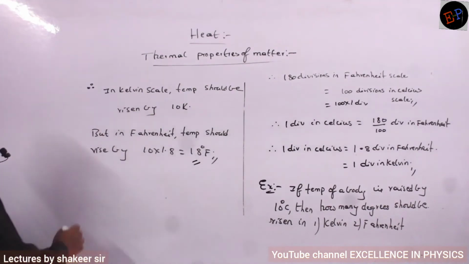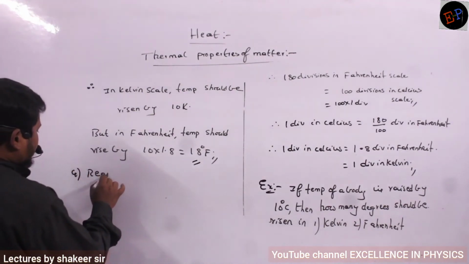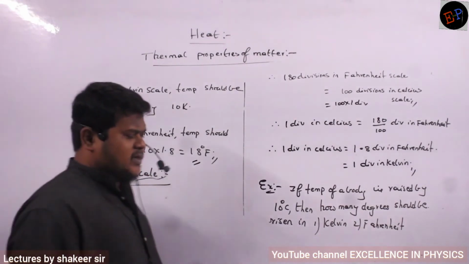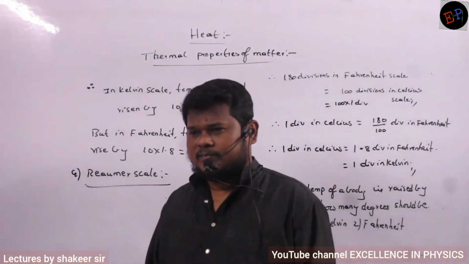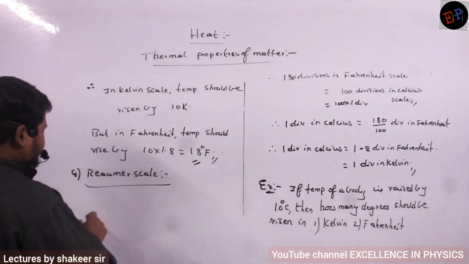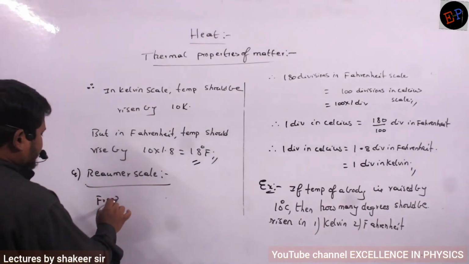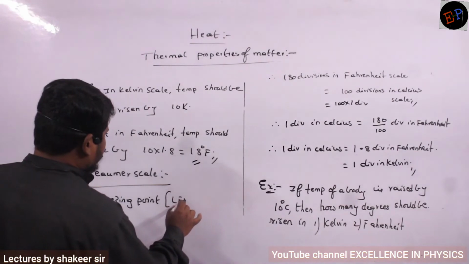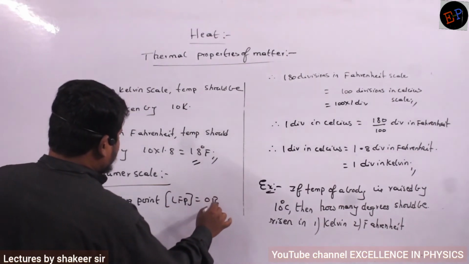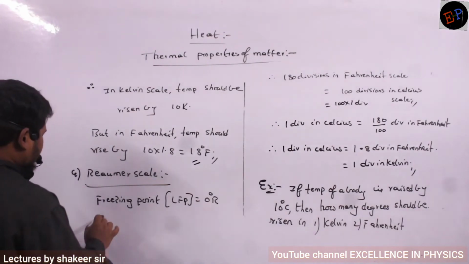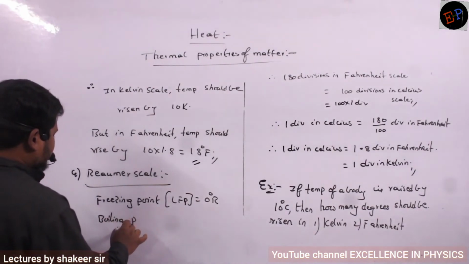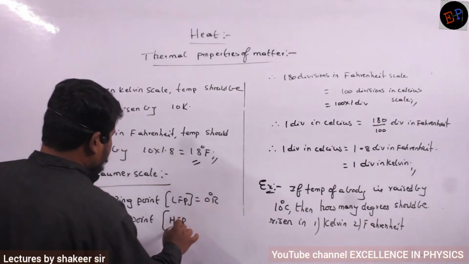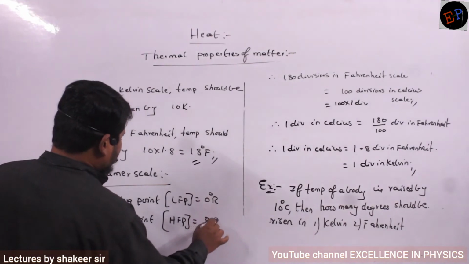Clear, no? Then we study the fourth scale, which is called the Reamer scale. Generally it will not be asked in the examinations, but very rarely questions will be given on the Reamer scale. So in Reamer scale, the freezing point of water, freezing point meaning lower fixed point, is taken as 0 R, 0 degrees Reamer. And the boiling point of water, everything we are taking is water only, be careful about that. The boiling point of water, which is called the higher fixed point, is taken as 80 R.